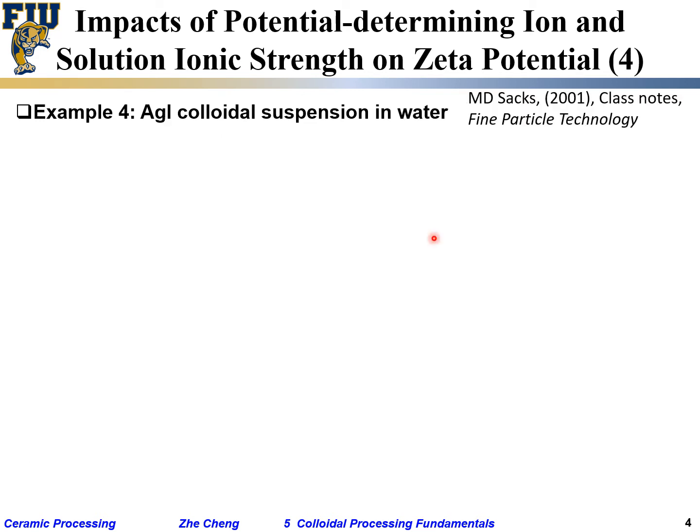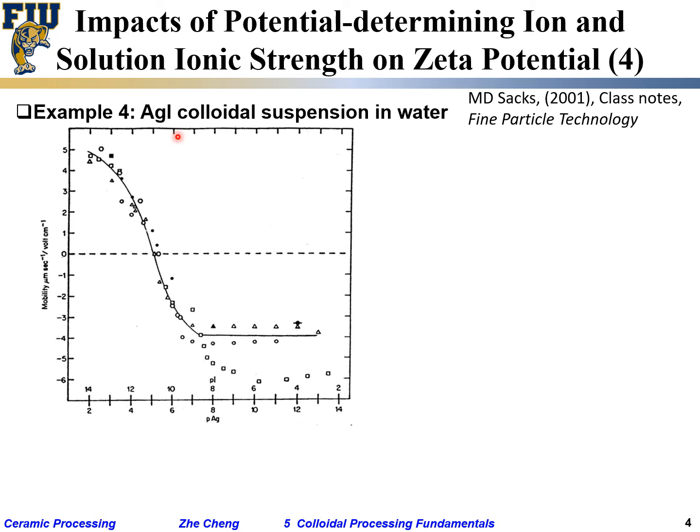So let's talk about another example, which is silver iodide, a colloidal suspension in water. Again, I'm showing on the left mobility versus PAG. PAG means the negative decimal logarithm of silver ion. Take the silver ion concentration, take the logarithm of the concentration, and take the negative. Like pH means the negative decimal logarithm of the proton concentration.